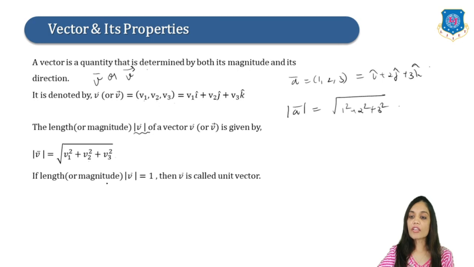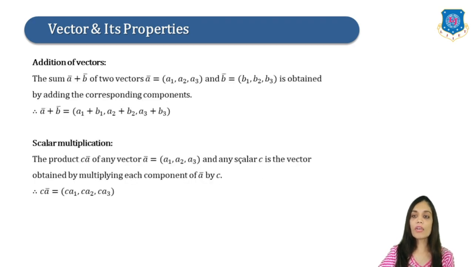Now if the length or the magnitude, that is if mod v bar is 1, then v bar is called a unit vector. Okay. Now let us study some properties, that is how to add two vectors. The sum a bar plus b bar, where a bar is a1, a2, a3 and b bar is b1, b2, b3, is obtained by adding the corresponding components. That is, a bar plus b bar is equal to, you take the first component from each and add it: a1 plus b1, comma, a2 plus b2, comma, a3 plus b3.